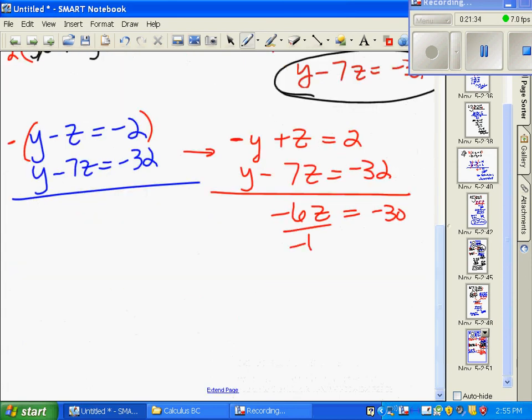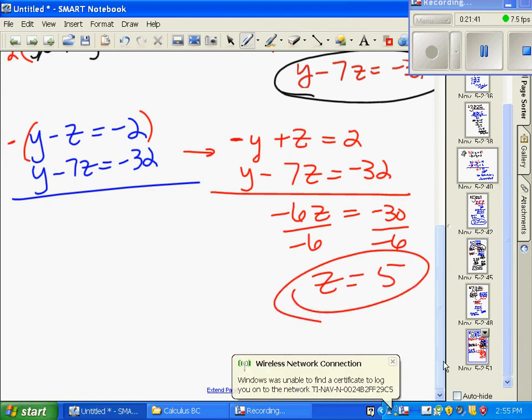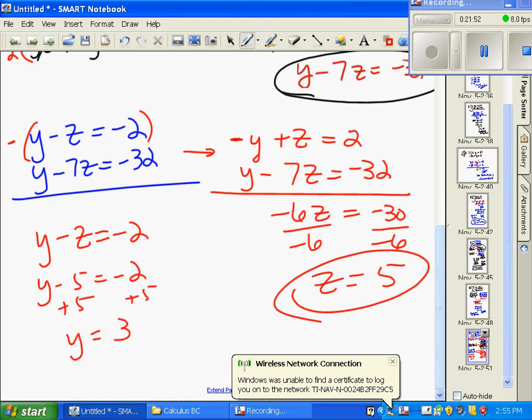Therefore, divide by negative 6. z is equal to 5. That's one of my numbers. Now I know that y minus z was equal to negative 2 here, so I get y minus 5 equal to negative 2. Add 5 to both sides, so I get y to be 3.